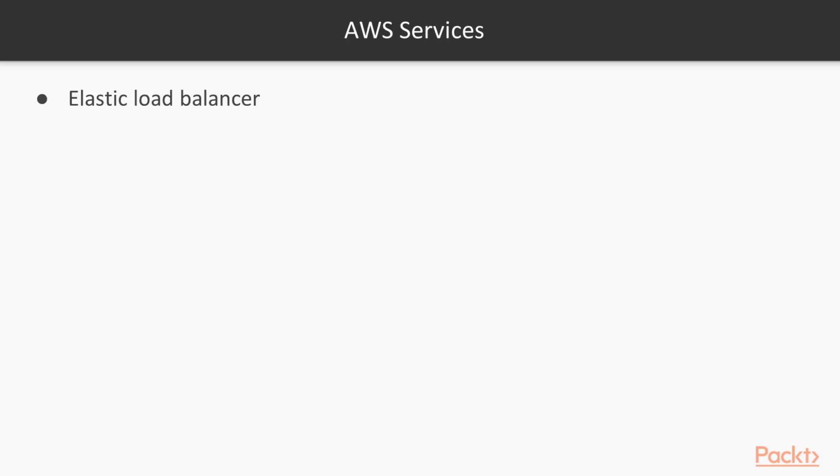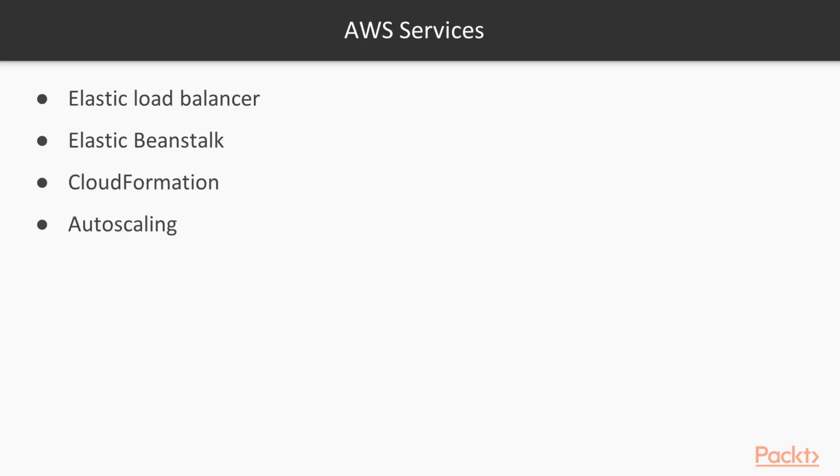So, some of the services which can help enable this blue-green deployment: we have the Elastic Load Balancer, which we are going to see. We have Elastic Beanstalk. There is a very quick option in Elastic Beanstalk to switch environments between blue and green, so we're going to look at that as well. Some of the other tools that you can use are CloudFormation, Autoscaling, and OpsWorks.